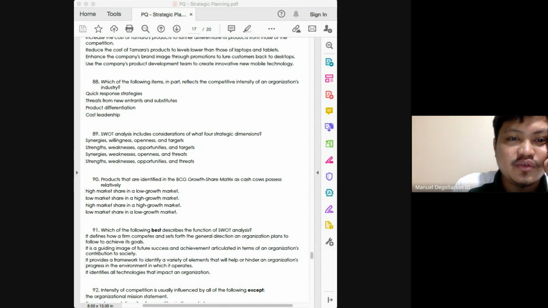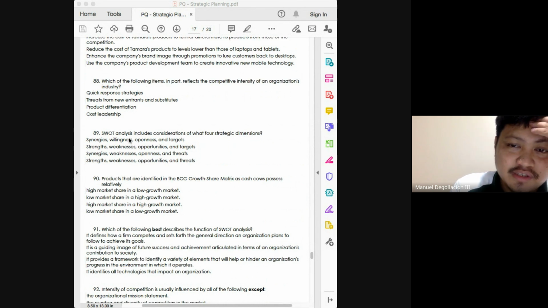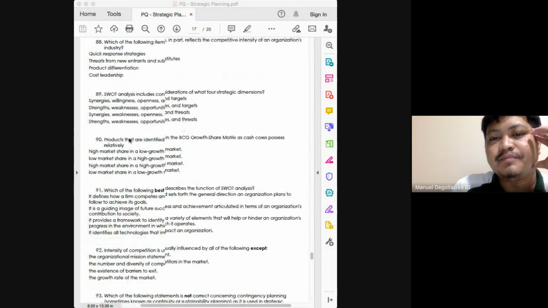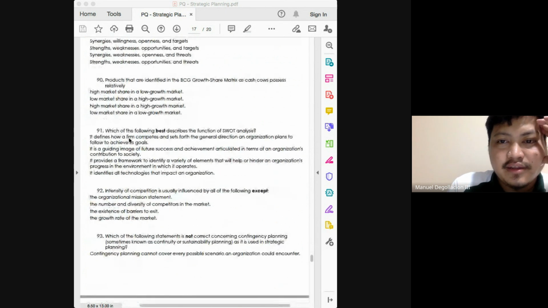SWOT analysis includes considerations of what four strategic dimensions? Okay, so if ever this will come out, it will be unforgivable for you not to get it right. SWOT stands for strengths, weaknesses, opportunities, and threats. Number 90, products that are identified in the BCG growth share matrix as cash cows possess high market share and low growth rate, or are in a low growth market.